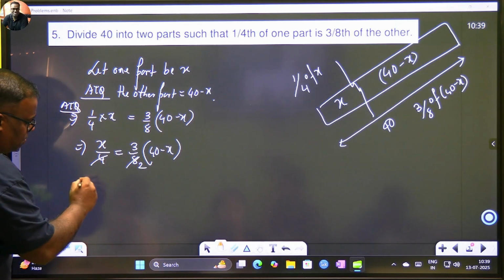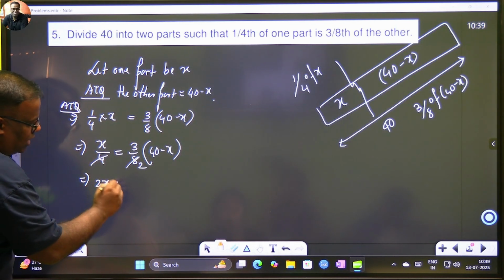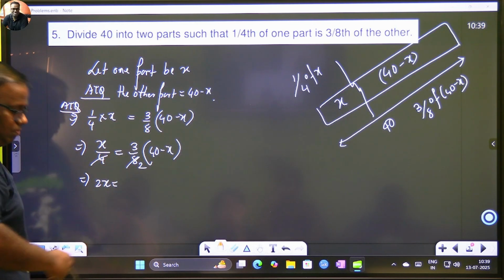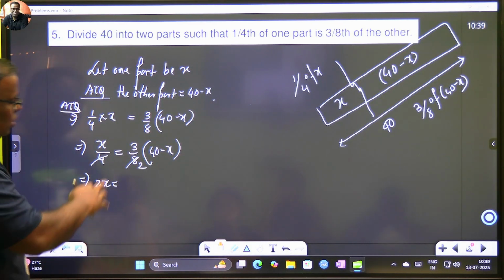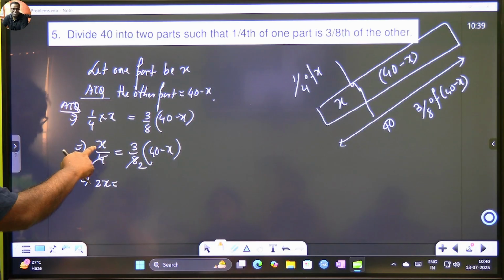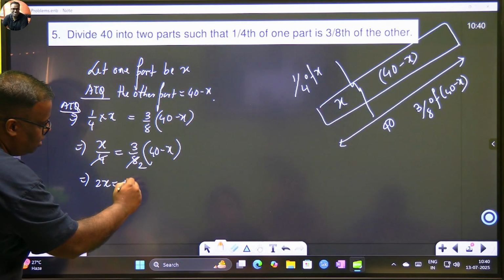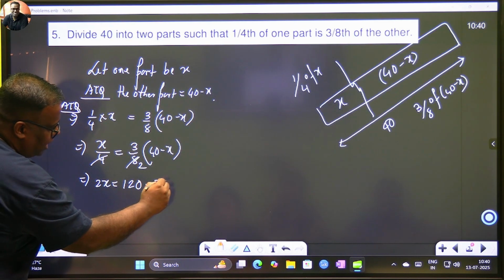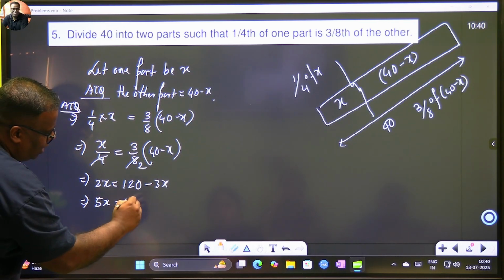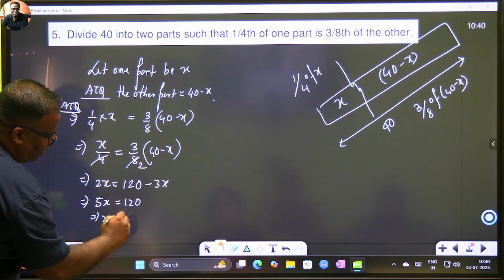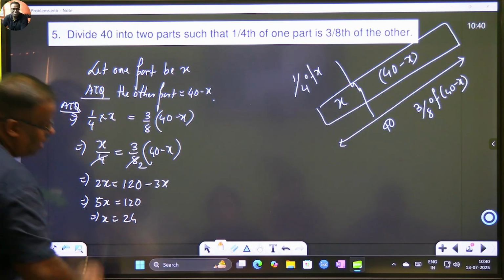2 goes and multiplies x, becomes how much? 2x. And now only 3 is remaining, because 2 has already multiplied with x. So 3 into 40 is 120 minus 3x. So this becomes how much? 5x is equal to 120. So x should be equal to 24: 5 2s are 10, 5 4s are 20, 24.